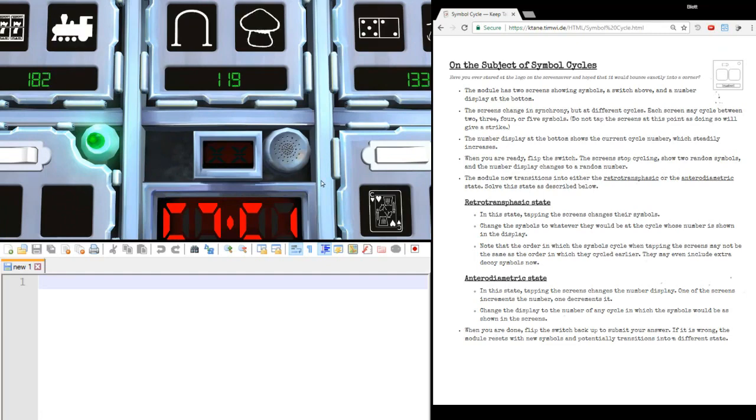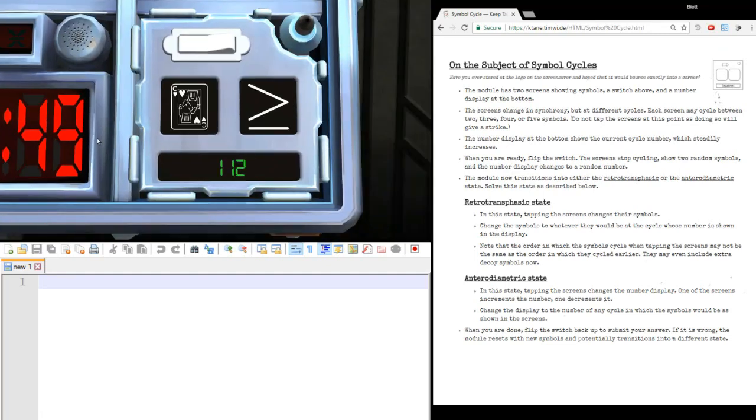So how do we actually get that information? How do we know which images, which cycles we need? Well, this all relies on modulo math. Let's take a look at this one.